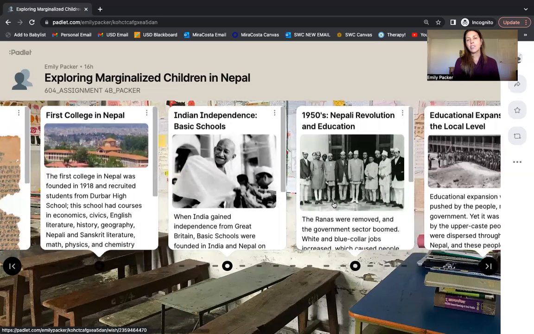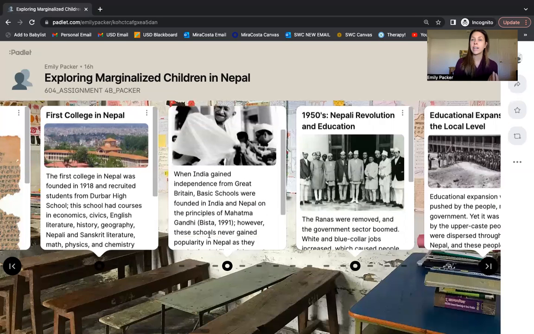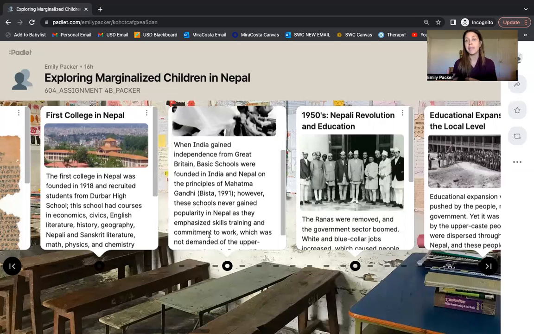So what happened here, I just wanted to mention this, is India gained independence from Great Britain, which inadvertently affected Nepal, because if we think of Nepal as kind of India's little sister, they share lots of similar customs and traditions, very similar languages. And so when India gained independence, Mahatma Gandhi opened all these schools called the basic schools throughout India, and also tried to open some in Nepal.